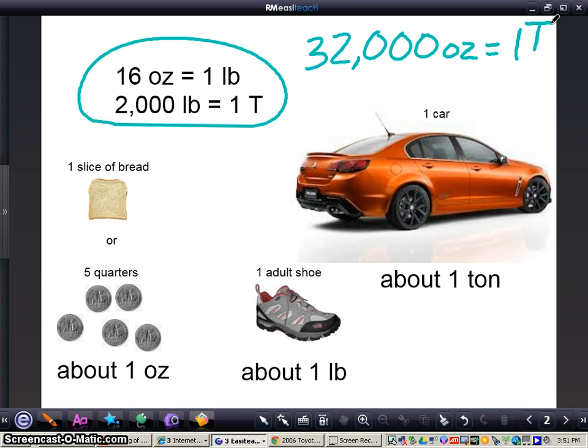That's a free one. Now, as far as a point of reference, a slice of bread is about an ounce. And as far as a pound is concerned, think about one adult shoe. Not a pair of shoes, but just one adult shoe. It's about a pound. And think about a car, it's about 1 ton. Those vary depending on the size of the car, but a car is about 1 ton.